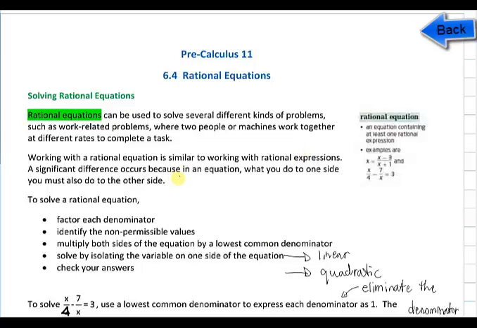So let's say you want to simplify x over 6 plus 1 over 2. Okay, you need a common denominator, so your LCD is 6. So that would give you x over 6 plus, and then a half becomes 3 over 6. So when you go to simplify this, you're going to have x plus 3 over 6.